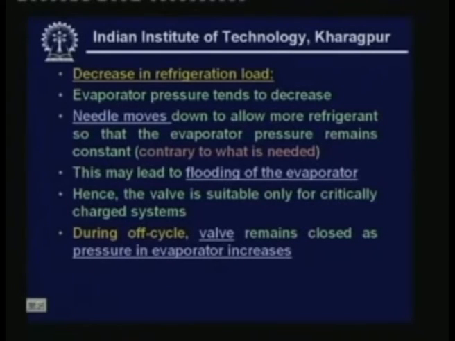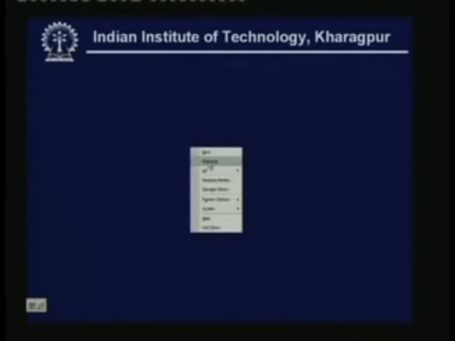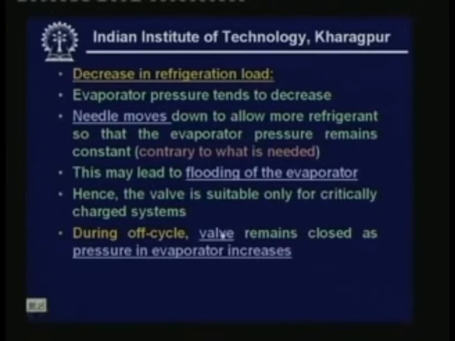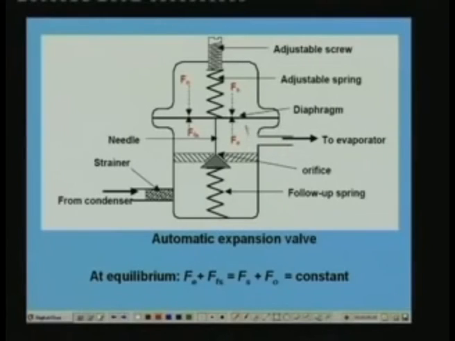And during the off cycle, the valve remains closed as pressure in the evaporator increases. That means during the off cycle, the pressure will be higher. During the off cycle PE will be higher because TE will be higher. So the force is higher in the downward direction, the needle will be moved up, and this orifice will be closed. So there will not be any mass flow rate during the off condition.